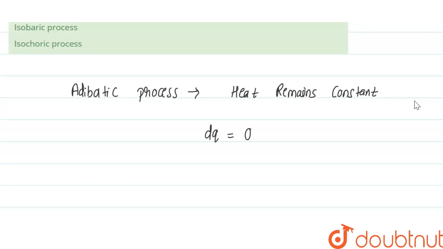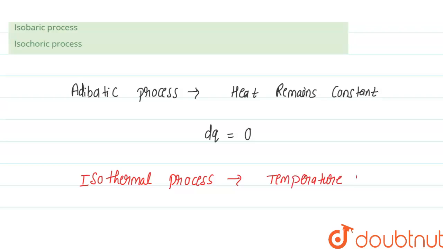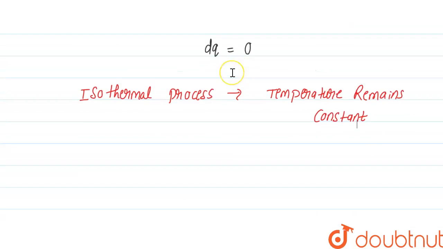An isothermal process is a process in which the temperature remains constant. So in the isothermal process, the change in temperature, dT, is always equal to 0.